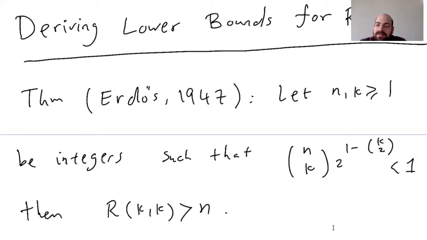Now the first question before proving this is: is this bound sharp? Meaning, if this expression is not less than 1, then what happens? Is it possible that capital R of k and k is still bigger than n, even if this expression is not less than 1? The answer is yes, it's possible. So this bound is not sharp.